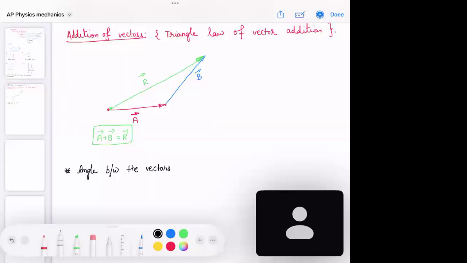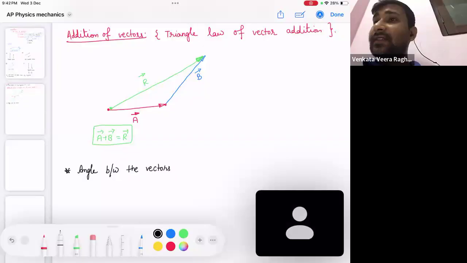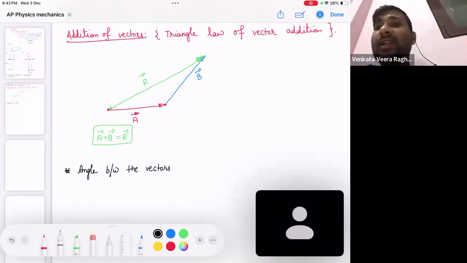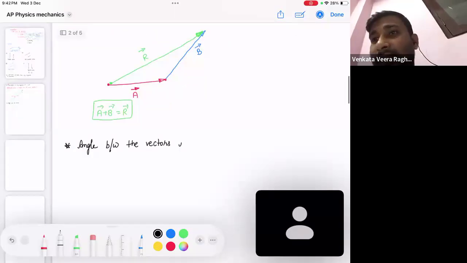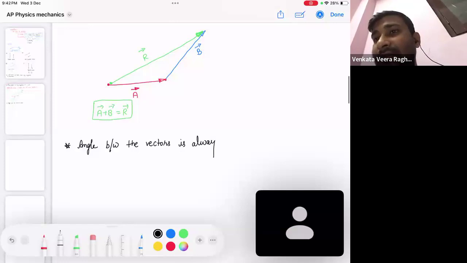Angle between the vector means what? It is always between the tails of the vector or between the heads of the vector. We cannot take the angle between head and tail. Understood? The angle between the vectors is, now the screen is again visible.